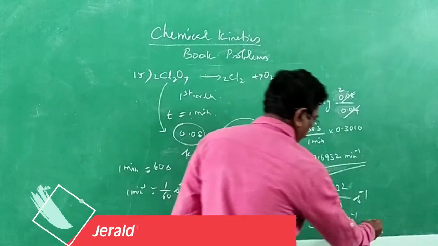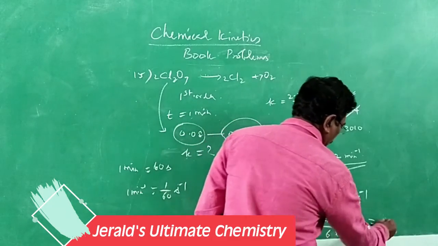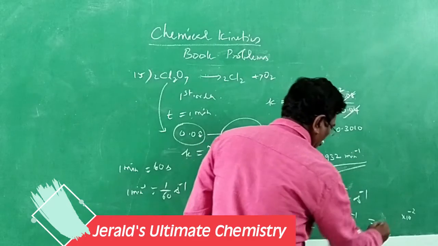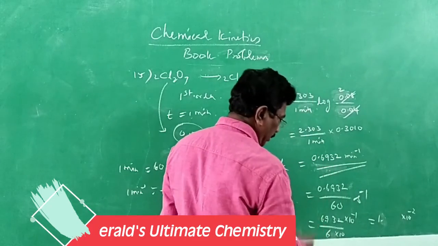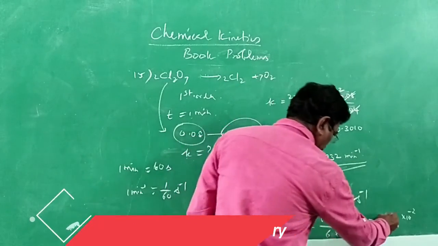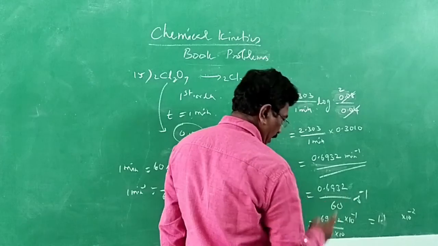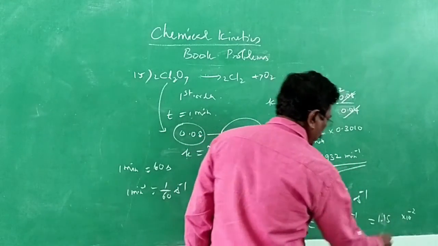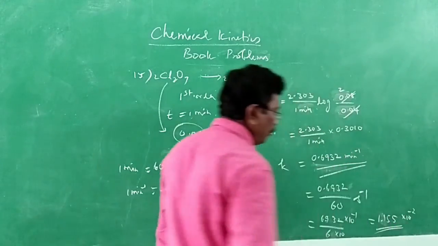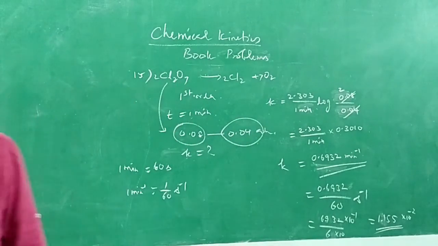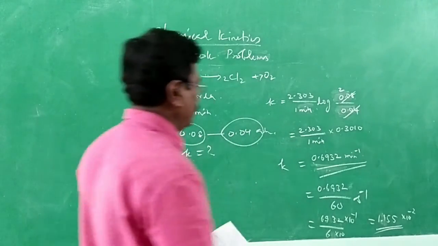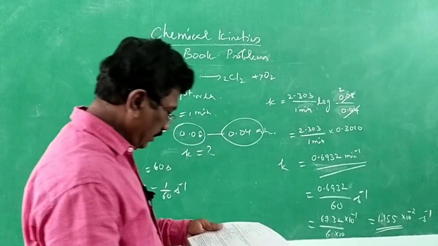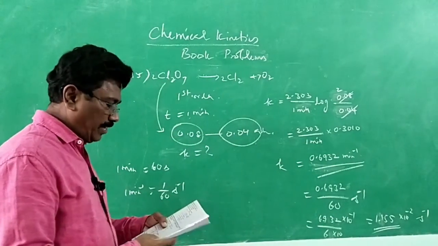Which is equal to, when it goes over to the numerator, 10 power minus 2 into 10 power minus 2. The value will be 1.6, 9 by 6, 1, 33 remainder, therefore 5. Again 32, approximately 5. 1.115 into 10 power minus 2 per second. All right. So that is the rate constant. Problem number 15 we have solved.